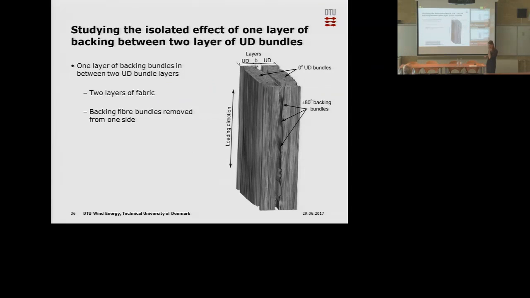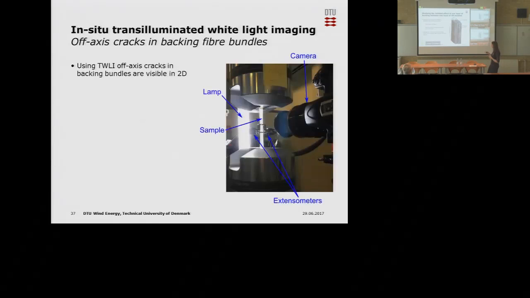And what's also important to mention is that in this specific study, the material was a little bit special. We wanted to study the effect of one layer of backing in between two layers of unidirectional bundles, which is also the case in the blades, since you have so many layers of this fabric that it will be UD backing repeatedly, which means it makes sense to look at this isolated. This was done by using two layers of fabric and then removing the backing from one side in the gauge section of the specimen. So it looks like that.